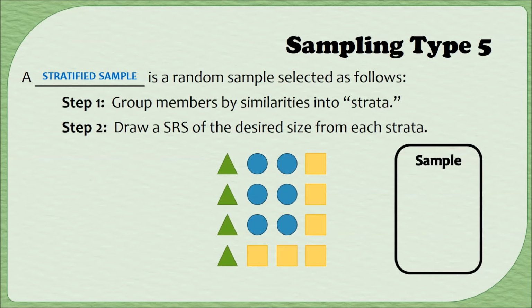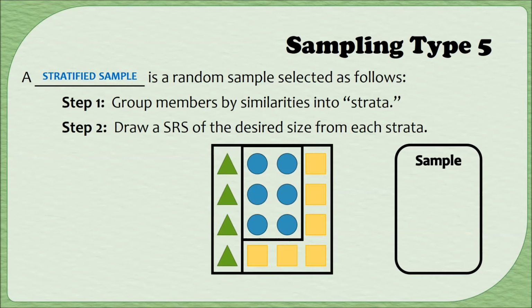So if I want to find this kind of sample, the first thing that I have to do is to group the population by its similarities. In this case, we have 3 different shapes. We have triangles, circles, and squares. So I'm going to group my population based on those similarities. Then in step 2, we're going to draw an SRS of however many from each of our strata. Typically, you pull proportionally from the groups. For this example, since it's so small, I just went with 2 from each group. So that's what we're going to do.